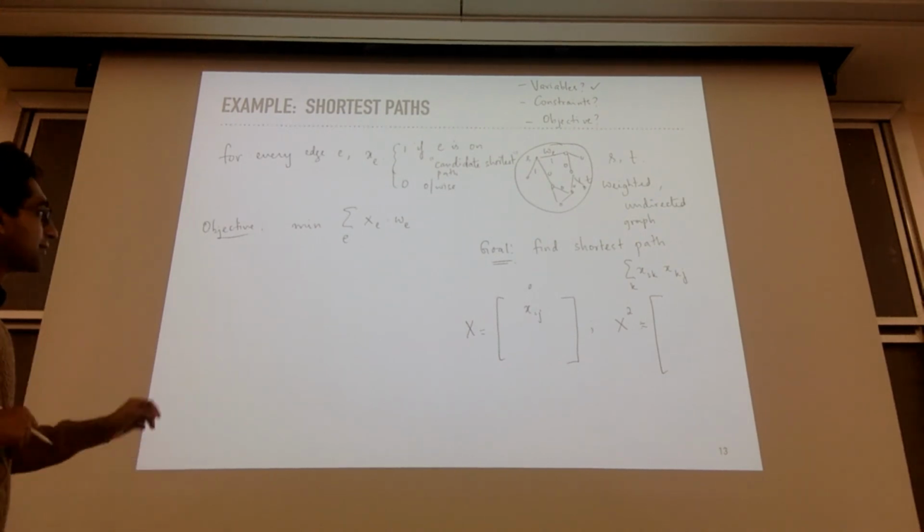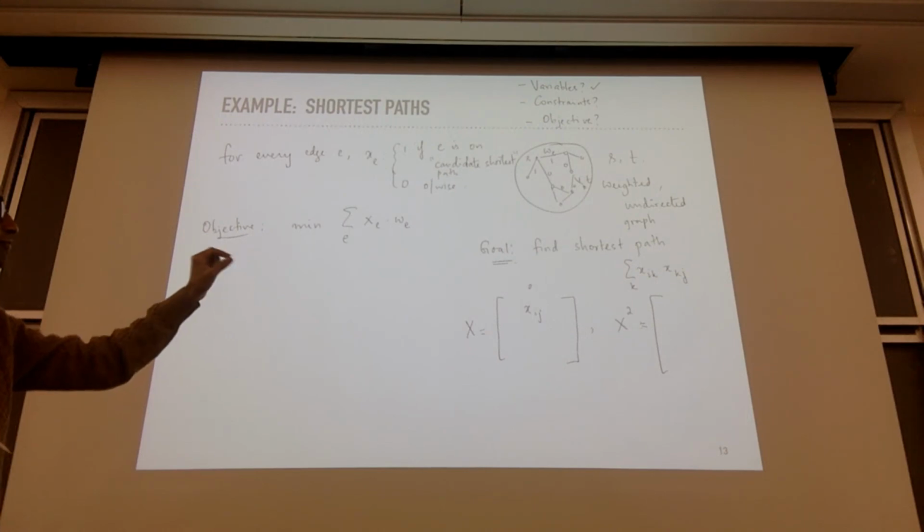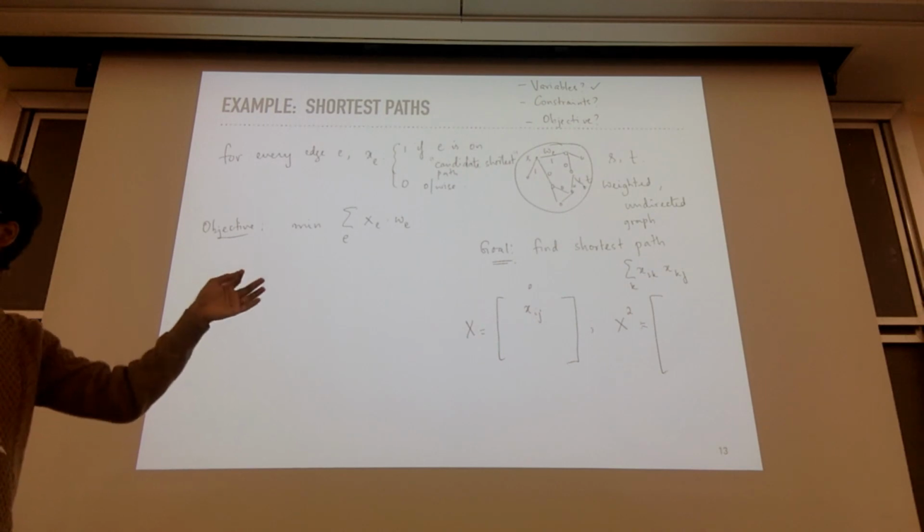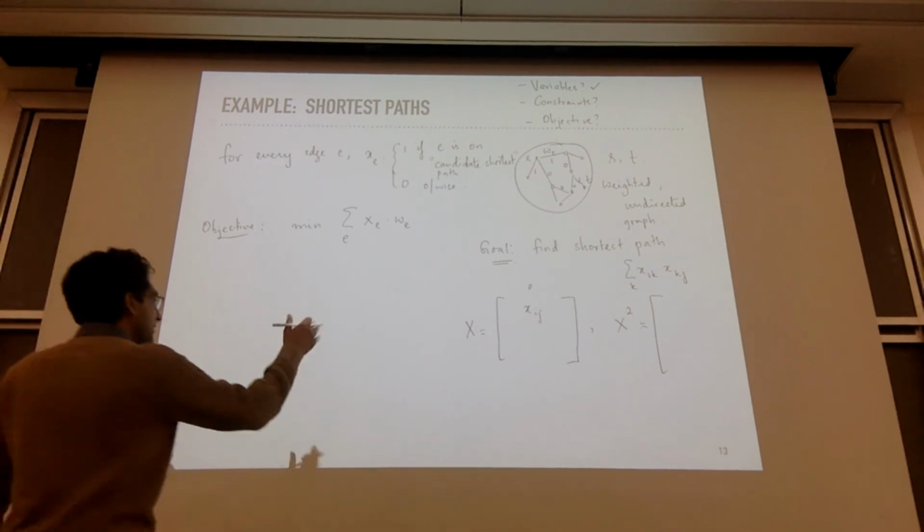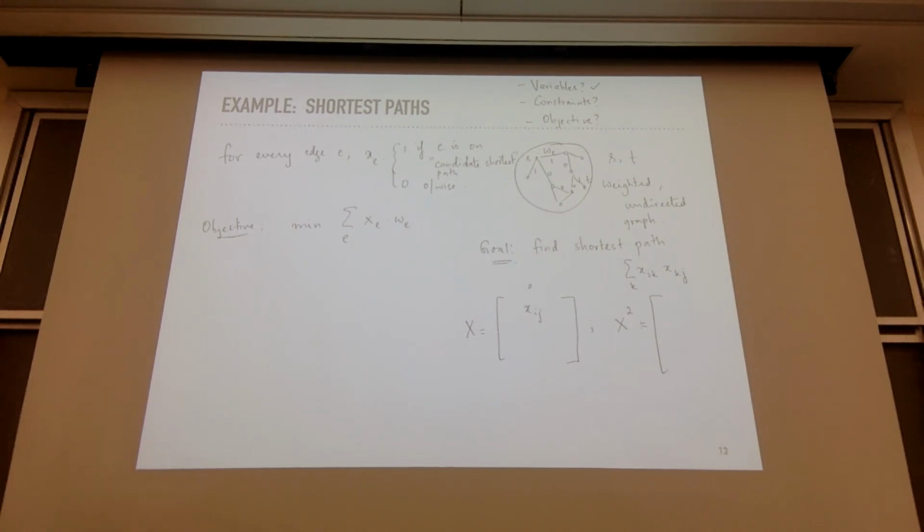So the ijth entry would be 1 only if there existed a k such that x_ik times x_kj was 1. You can do this for any r, and you can say that x to the power of r is a matrix where the ijth entry is 1 only if there's a length r path. Not necessarily a path actually, you can take an edge and come back and so forth, but there's a length r walk between i and j.